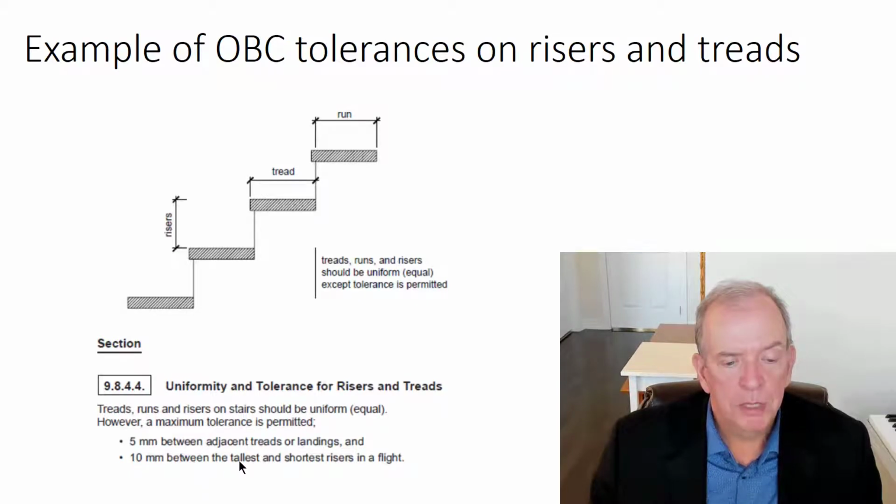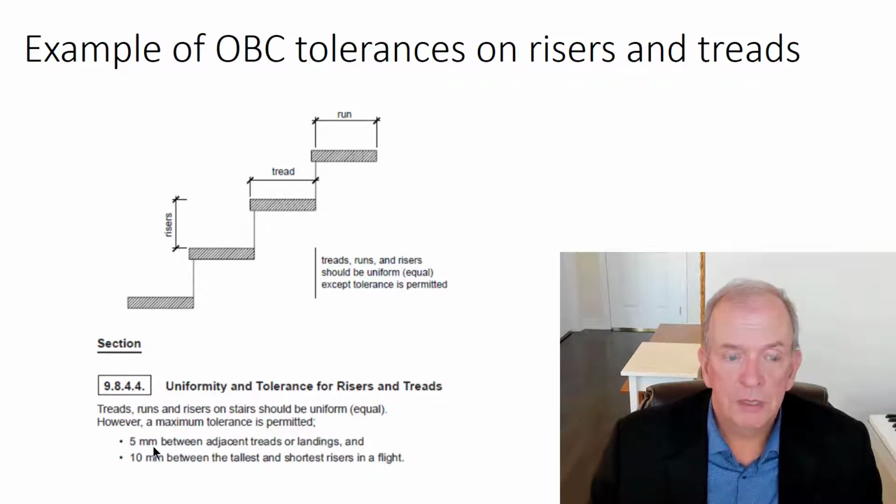10 millimeters between the tallest and shortest risers in a flight. And a riser is from the top of tread to top of tread, right? Or bottom of tread to bottom of tread. It's the same thing. So from top of tread to top of tread, that's a riser. So you've got some flexibility, and that's good too.